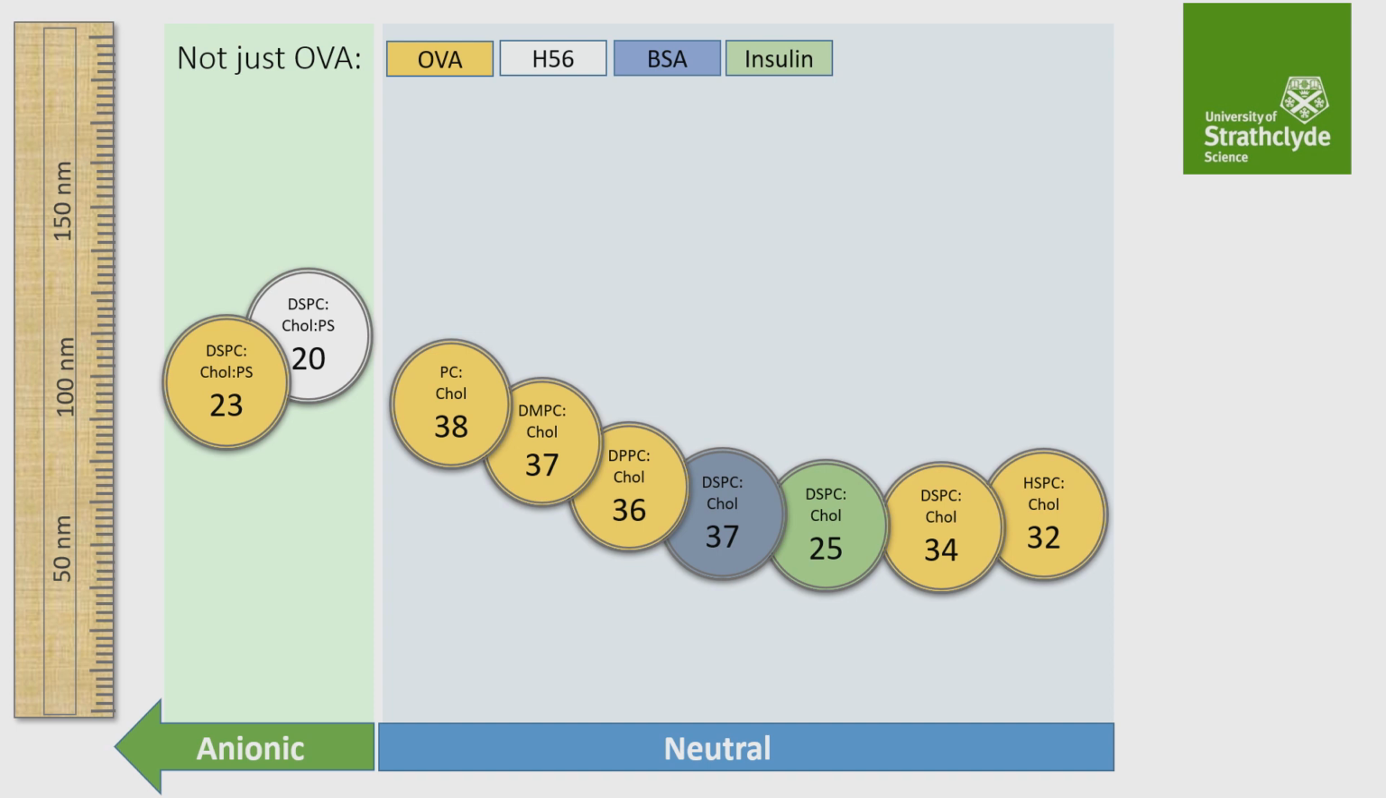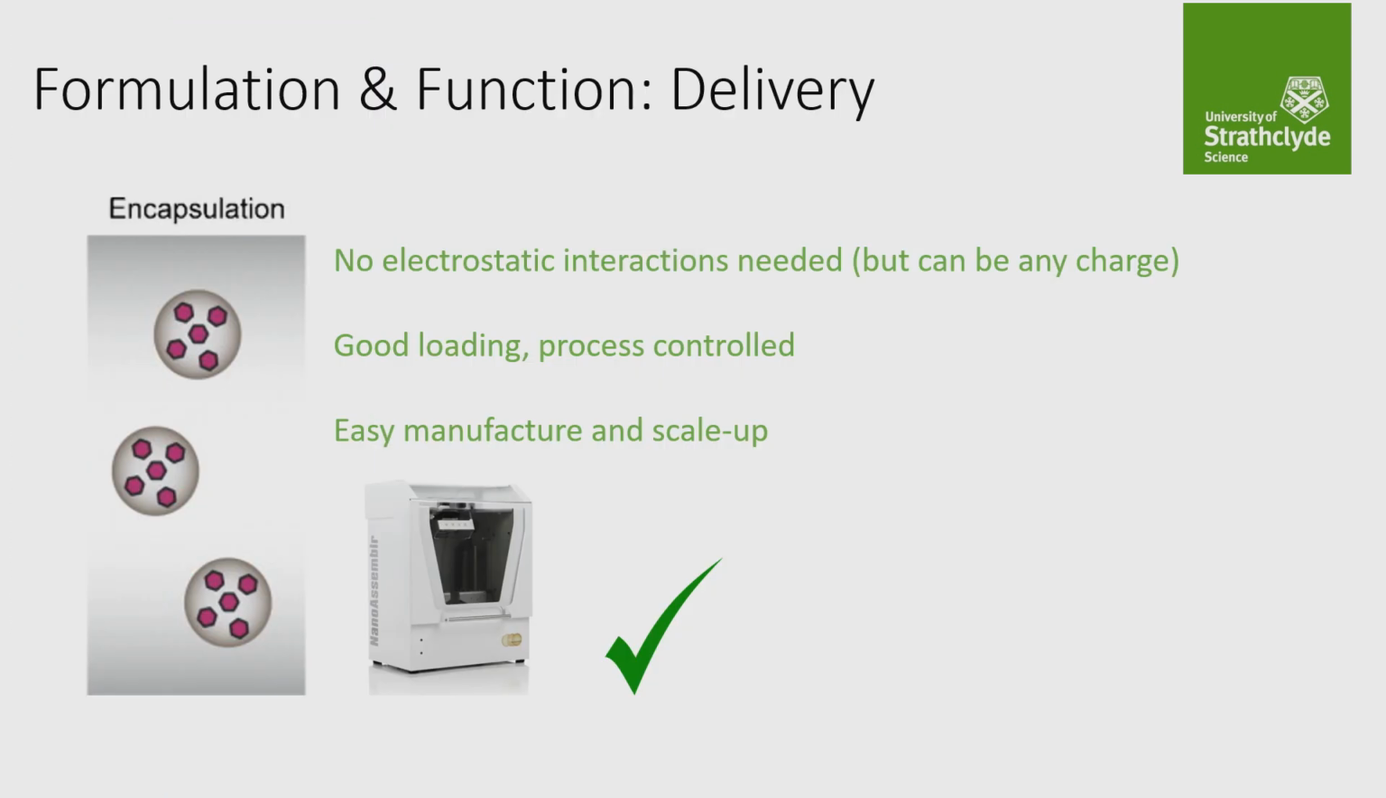So again, the yellow you can see is the OVA. We've got bovine serum albumin in there, and we've also put insulin. So it's very reproducible in terms of protein loading and what we can achieve with these formulations. So basically you can see we can encapsulate, we get good loading, it's process controlled, and it's easy to manufacture. And we can make the liposomes in whatever charge we choose.